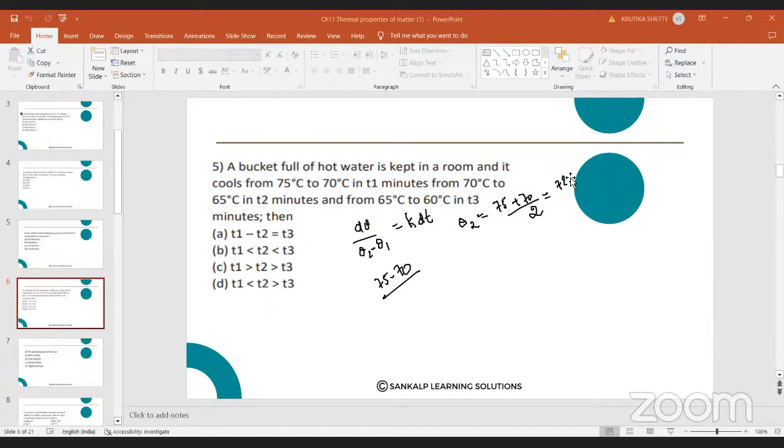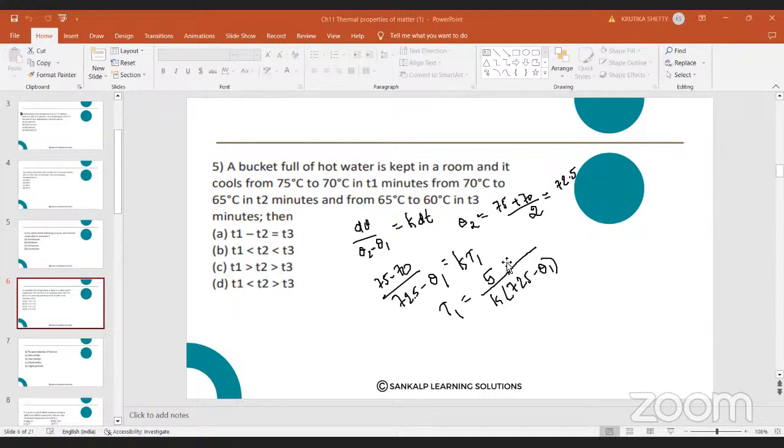This is nothing but 72.5. So theta 2 is 72.5 minus theta 1 is equal to K, temperature is T1. This is case 1. So I'll simplify this: T1 is equal to 5 divided by K into 72.5 minus theta 1. This is T1, right? Similarly, do for case 2 and case 3.